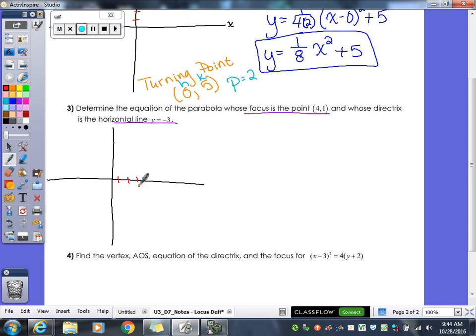So 1, 2, 3, 4, 5, 6, 7, 8. 1, 2, 3, 4, 5, 6. Okay, so I'm going to plot my focus first. So I got point 4, 1: 1, 2, 3, 4, up 1. My directrix is the line y equals negative 3.